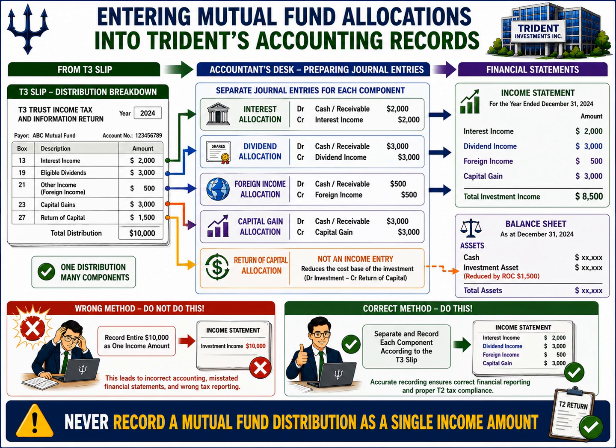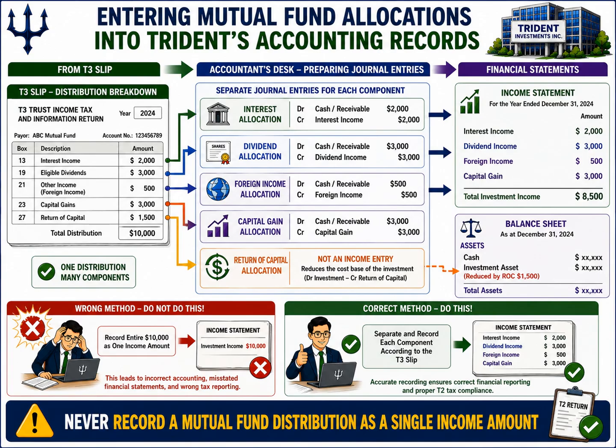Now look at the warning box near the bottom of the slide. It illustrates the wrong approach. Recording the entire $10,000 distribution as one income amount may seem easier, but it produces inaccurate accounting records and incorrect financial reporting. The correct approach is to separate the distribution into its individual components and record each one according to the information provided on the T3 slip. This ensures that the accounting records accurately reflect the true nature of the investment income received.